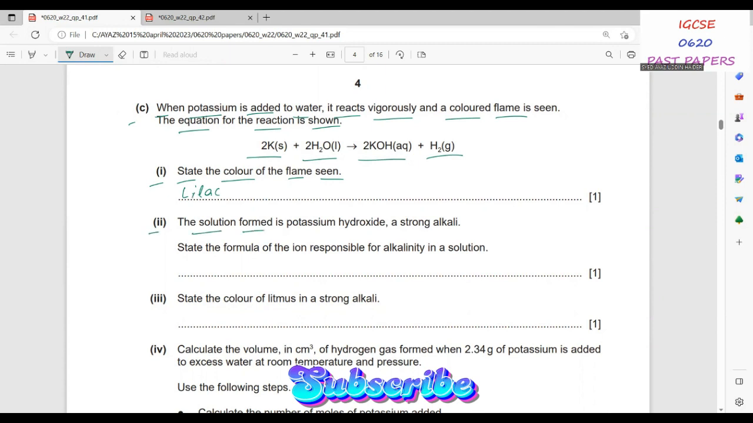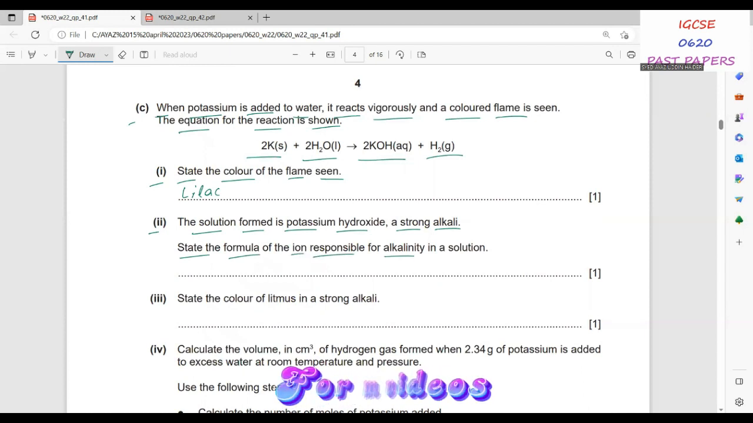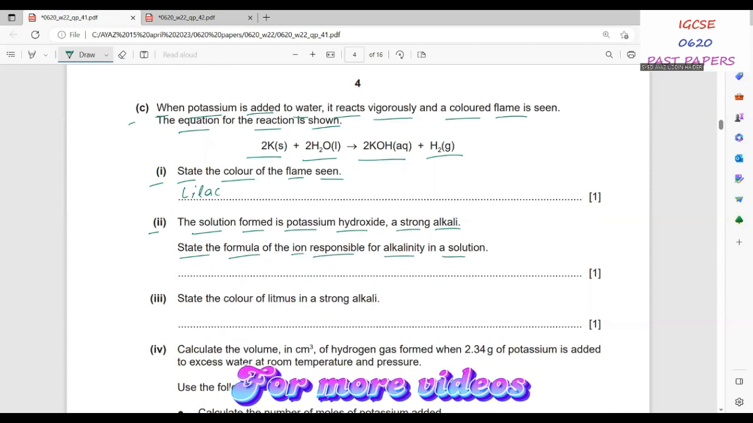Number 2, the solution formed is potassium hydroxide, a strong alkali. State the formula of the ion responsible for alkalinity in the solution. It is the OH negative ion. Number 3, state the color of litmus in a strong alkali. It will turn blue.